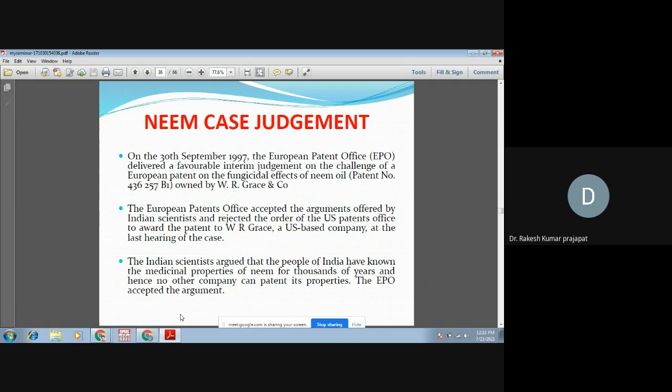At the last hearing of the case, on the Indian side, scientists argued that the people of India have known the medicinal properties of neem for thousands of years, and hence no other company can patent its properties.